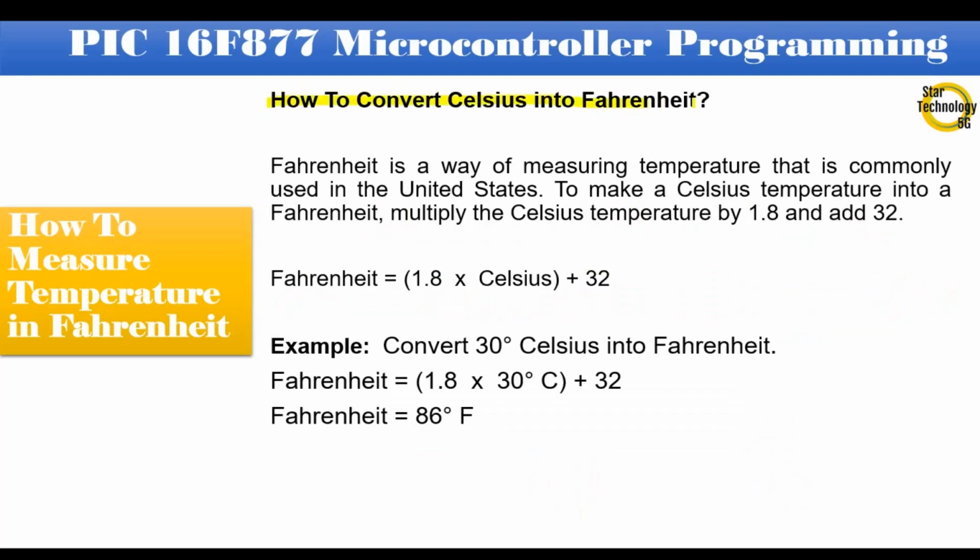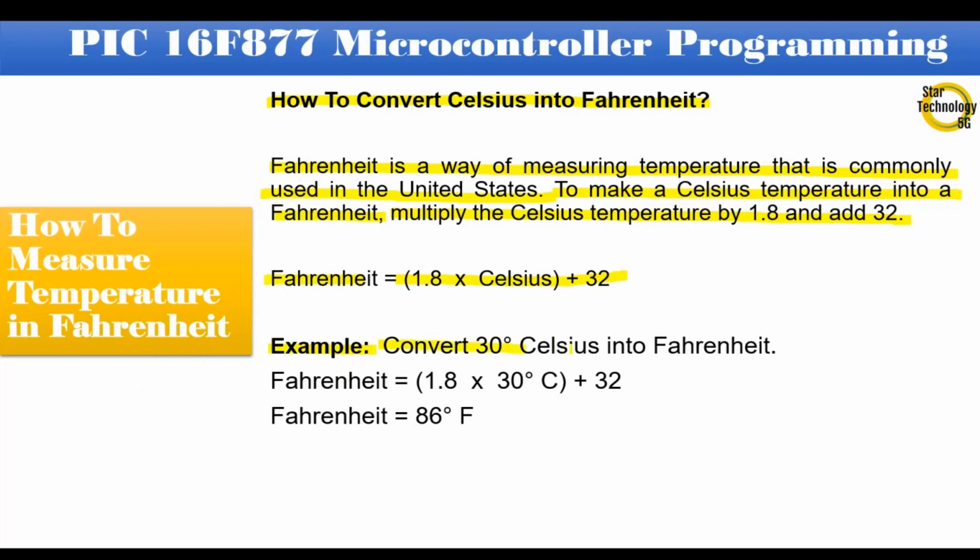How to convert Celsius into Fahrenheit? Fahrenheit is a way of measuring temperature that is commonly used in the United States. To make a Celsius temperature into a Fahrenheit, multiply the Celsius temperature by 1.8 and add 32. Fahrenheit equals 1.8 multiplied by Celsius temperature, plus 32.